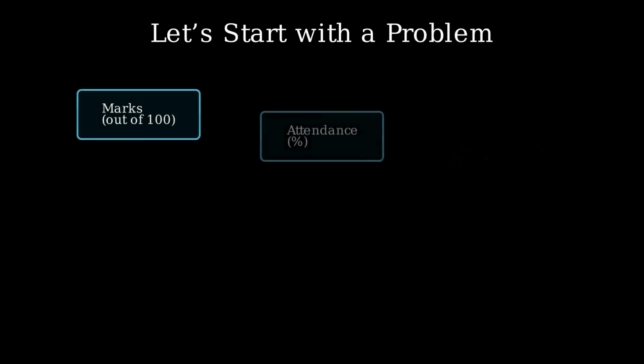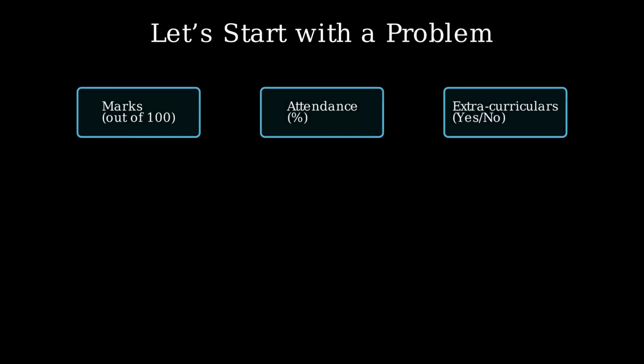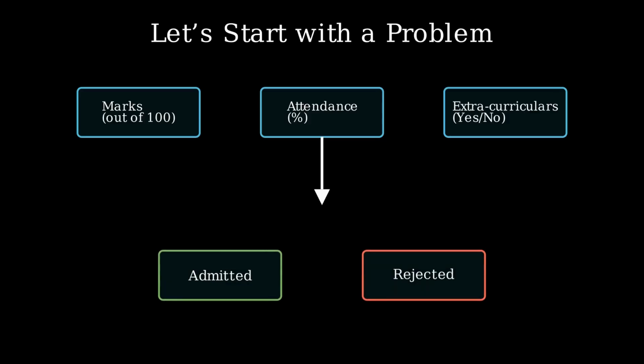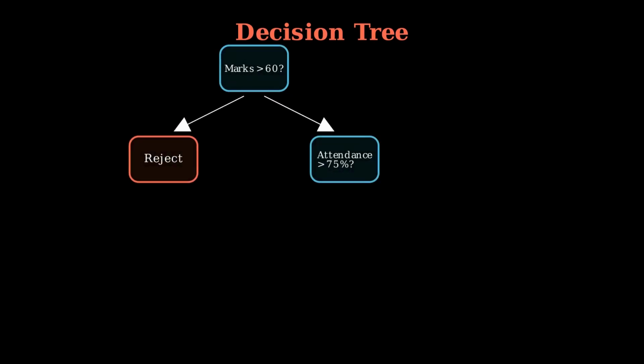In many real-world problems, we don't just predict numbers, we make decisions. For example, given a student's marks, attendance, and extracurricular activities, we might decide whether to admit them or not. This is called a classification problem. In this video, we'll learn how a decision tree classifier works and how it chooses the best questions to split the data and make accurate decisions.